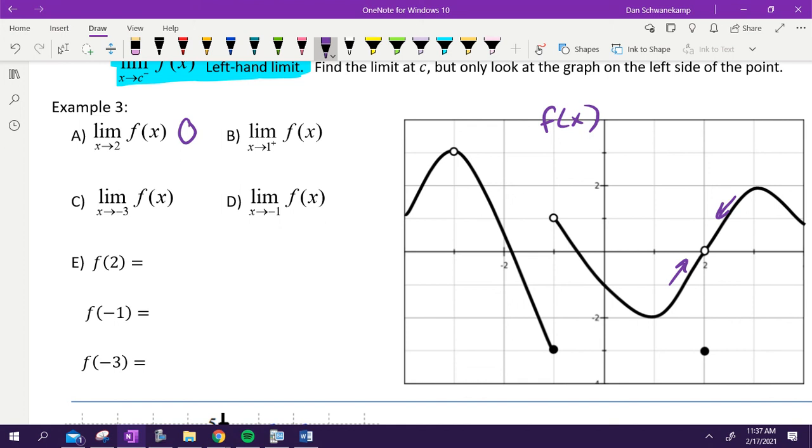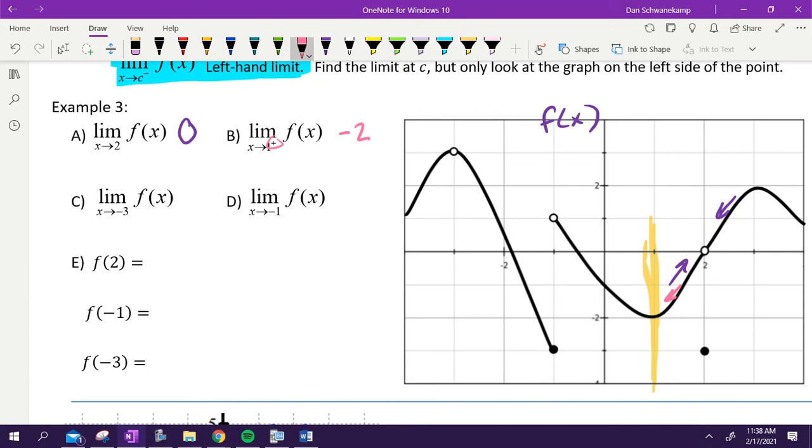Limit as x approaches 1 with the little plus sign. So here is where 1 is, right here. Evelyn, what do you think the limit as x approaches 1 with that little plus sign is? Yep, it's -2. What does the little plus sign mean? From the right. Did it really matter, though? Nah, it didn't matter. We're just going from the right side, but we're getting closer and closer to -2.